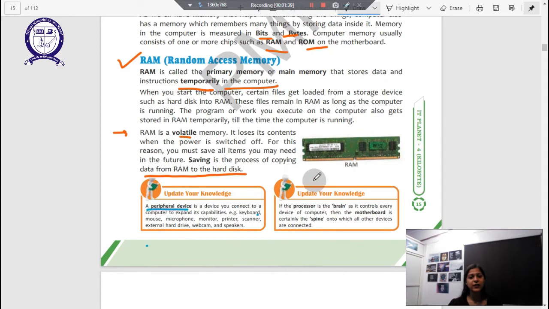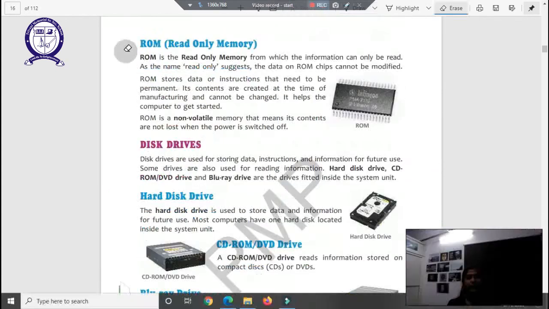The other one is, if the processor is the brain, as it controls every device of the computer, then the motherboard is certainly the spine onto which all the devices are connected. Interesting, because the processor is the brain, but the processor is there on the motherboard, so the motherboard is the spine, the whole structure of our computer.